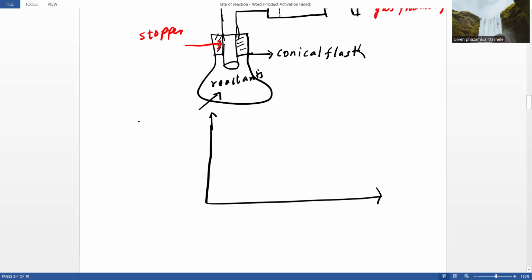So on the y-axis, I'll put the volume of gas, usually in centimeter cubed or decimeter cubed. Then here we're looking at time in seconds. At the start of the reaction, the time is 0. The volume of the gas produced is also 0 because we're talking about the product. But when time increases, the volume of the gas increases up until the rate becomes smaller. So we're going to have something like this.